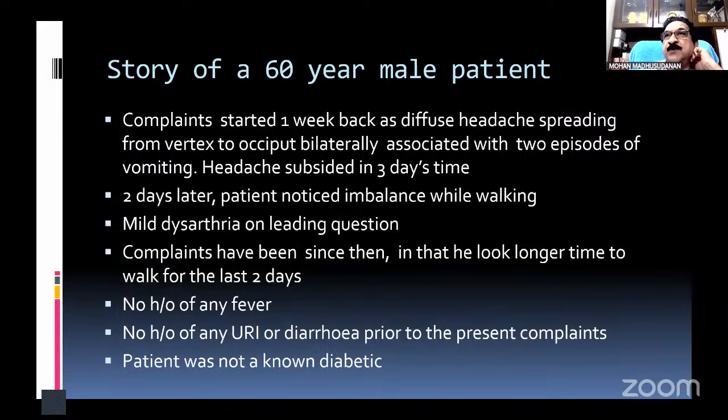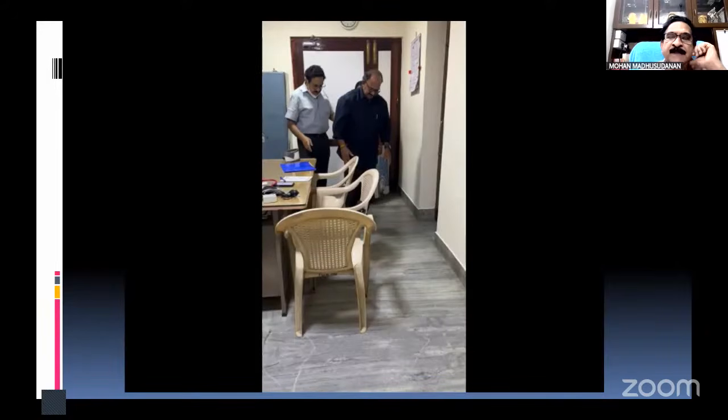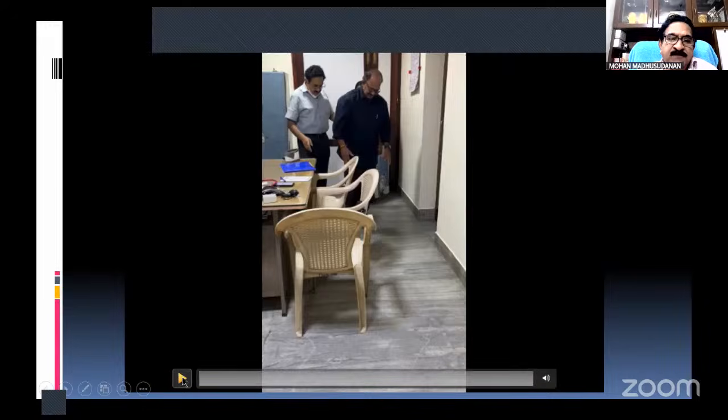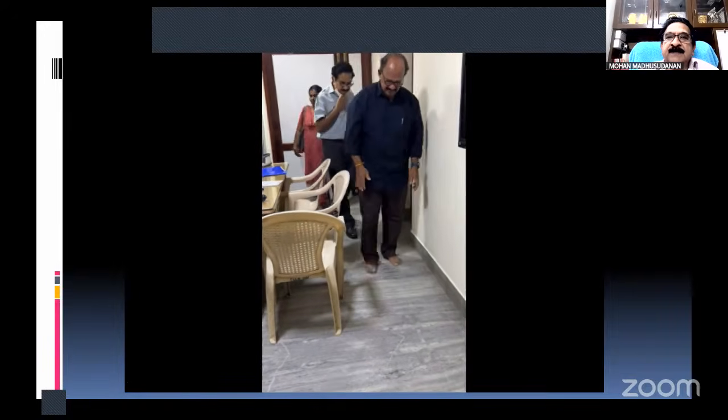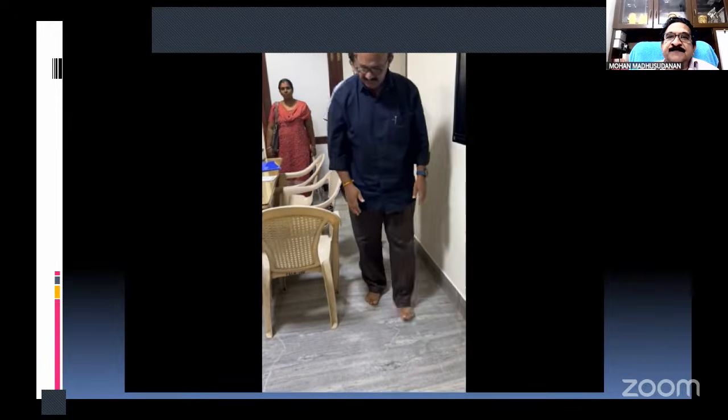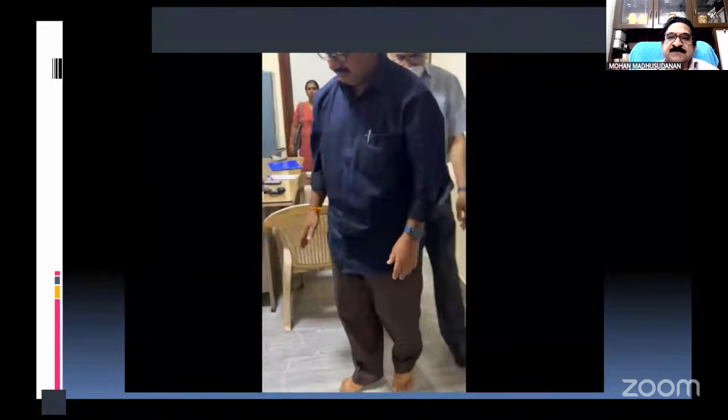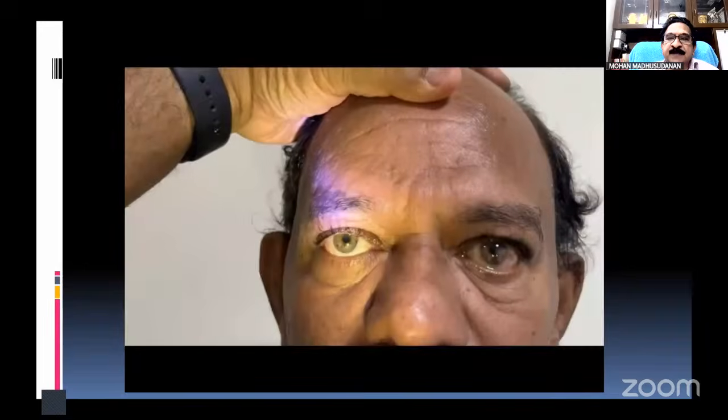The patient was not a known diabetic. He walked into my room. He walks very slowly, with a gently wide-based, ataxic gait. He was very cautious in his walk.